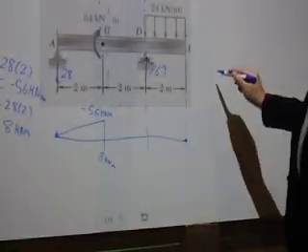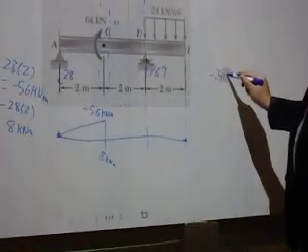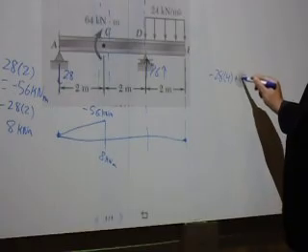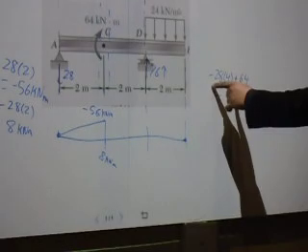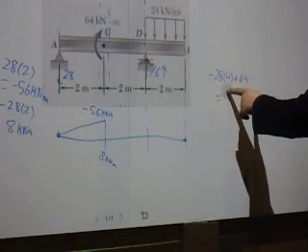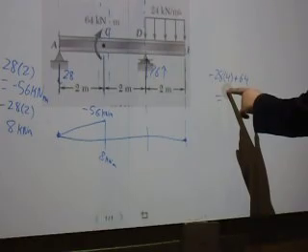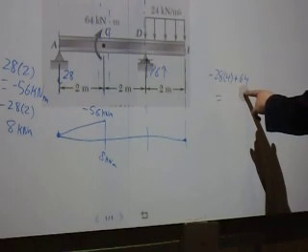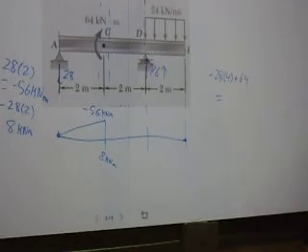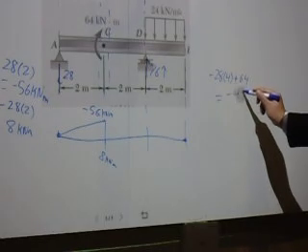What will I see? Negative 28 times 4, plus 64. Anything else? No. Okay? So 28 times 4 is what? 56 times 2 is what? 112. 112, and this is 64. So that's negative 48. Negative 48 kilonewton meter.